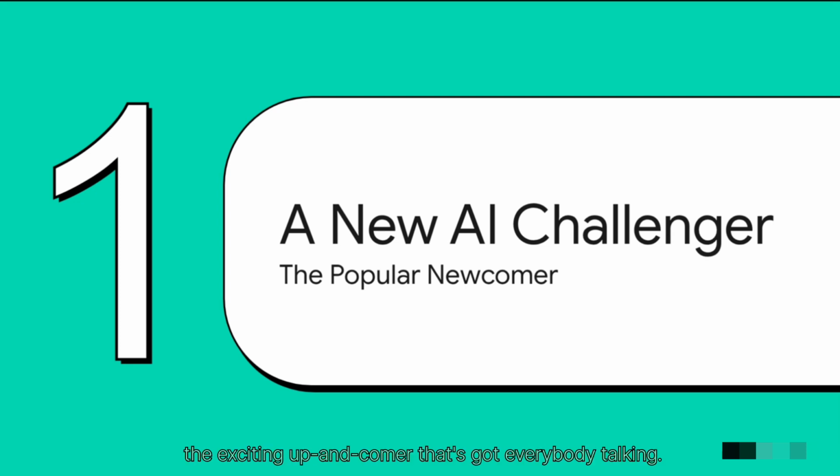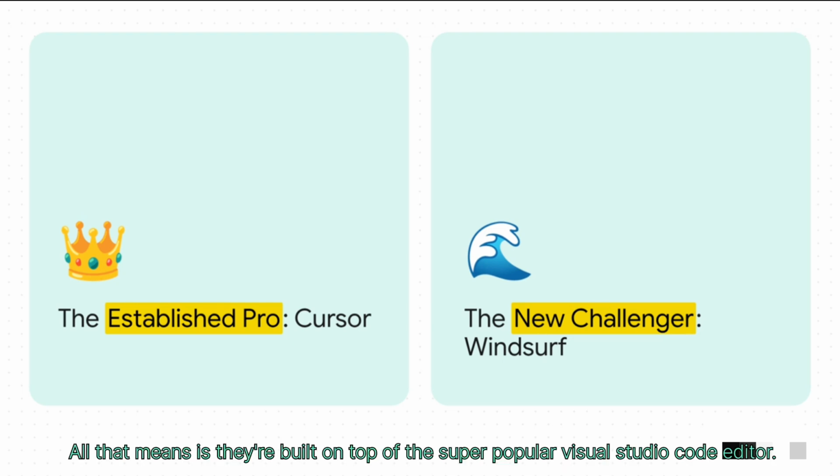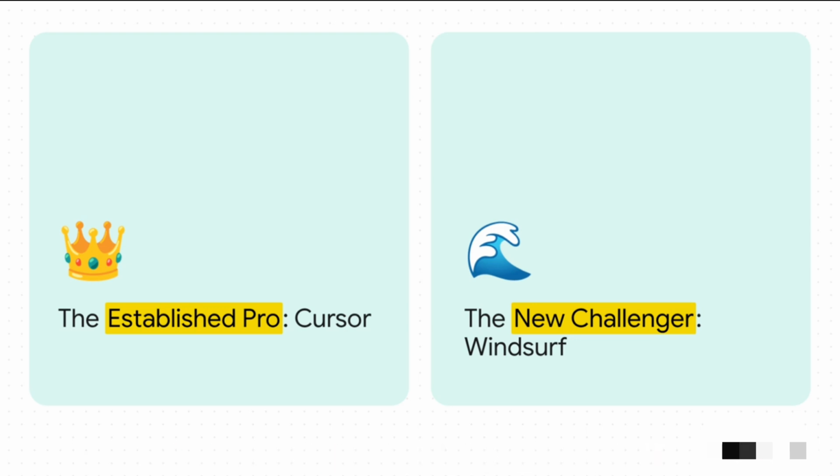Okay, so before we throw them into the ring together, let's get properly introduced to this newcomer that's stirring up all this excitement. So here are our two contenders. In one corner, you've got Cursor. It's the established pro, the one a lot of you probably already know, maybe even use daily. And in the other corner, you have Windsurf, the exciting up-and-comer that's got everybody talking.